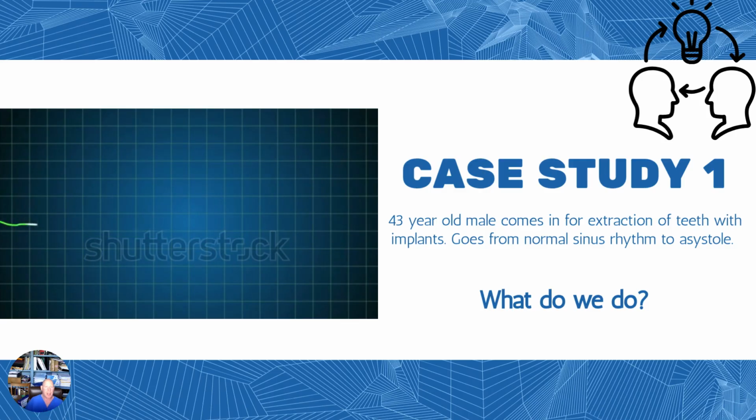Just want to go over this case again. This is a 43-year-old male having his upper and lower teeth extracted, implants placed, and having dual arch placed. The gentleman had no other medical problems except a history of IV drug abuse. So this is what I saw.